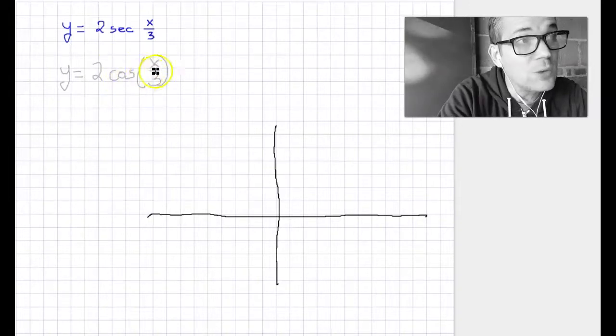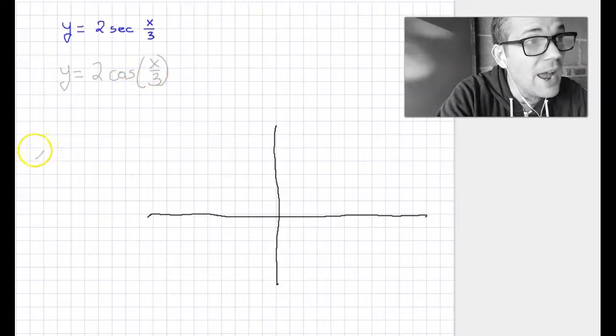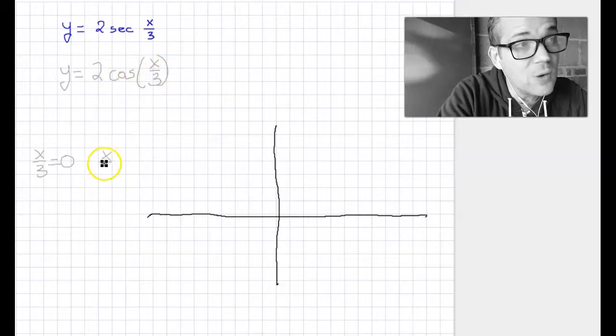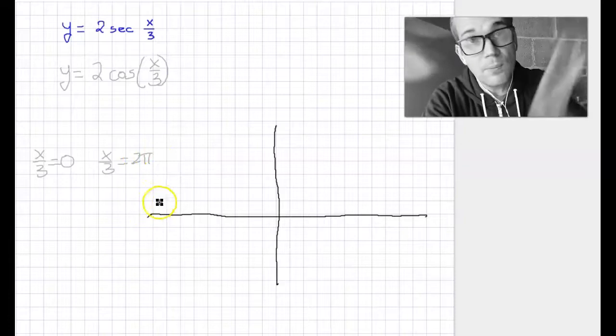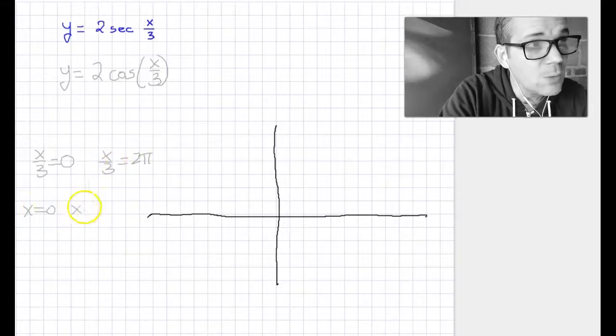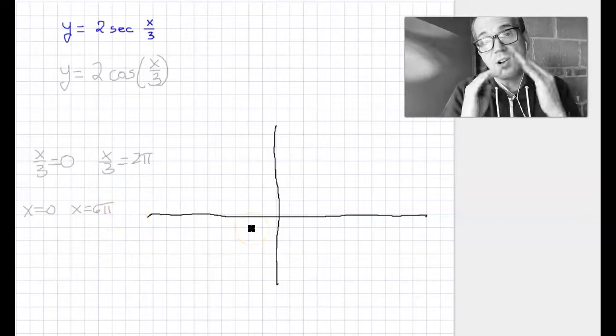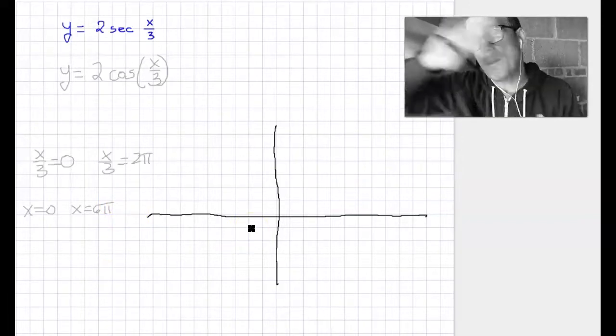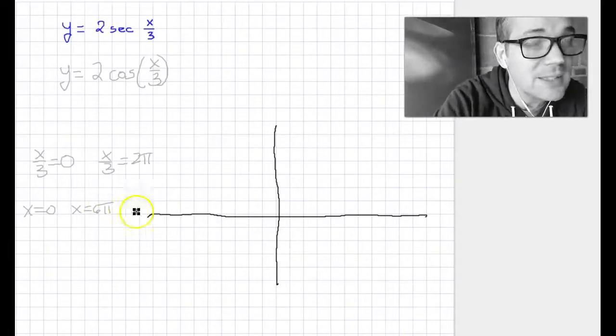I'll be taking the cosine of 0 whenever x over 3 equals 0. And I'll be taking the cosine of 2 pi whenever x over 3 equals 2 pi. Now, doing some pretty straightforward algebra, we know that this happens when x equals 0. We know that this happens when x equals 6 pi. So this function starts in the same place as the normal one. It starts at 0, but doesn't start to repeat itself all the way until we get to 6 pi.